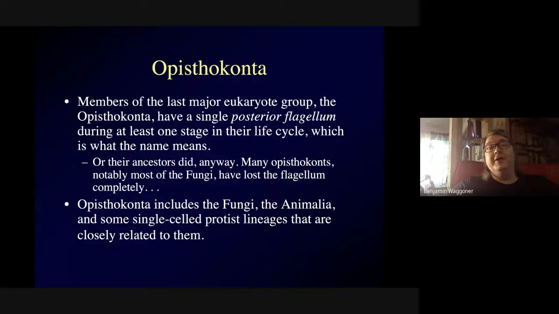Sperm cells would be a good example, or at least many animals have sperm cells that look like this. As we'll see, some don't.